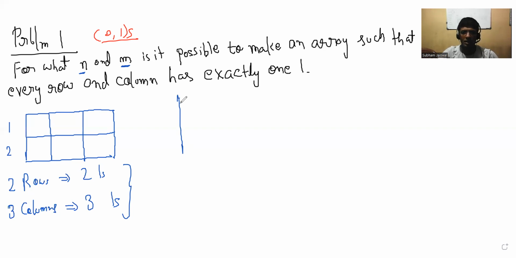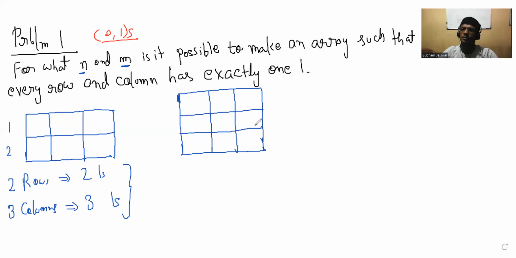So 3 by 3 it is certainly possible. Everybody agrees? For 3 by 3 it is certainly possible. Remember, you're only going to fill this with zeros and ones, and so you can fill it like this.